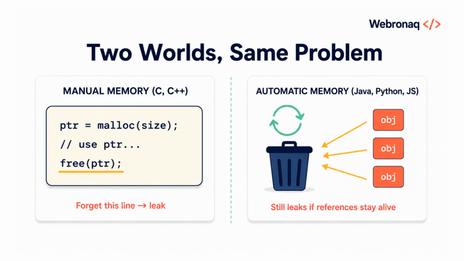On the right, languages like Java, Python, and JavaScript. These come with a garbage collector, basically an automatic cleanup system that watches for memory nobody is using and throws it away. Sounds foolproof, right? Not quite. The garbage collector only cleans up memory that has 0 references pointing to it. If your code accidentally keeps a reference alive, say an object stuck inside a list you forgot about, or an event listener that never got removed, the collector thinks it's still needed and leaves it alone. So even with automatic cleanup, leaks still happen. The mechanism changes, but the bug doesn't disappear.